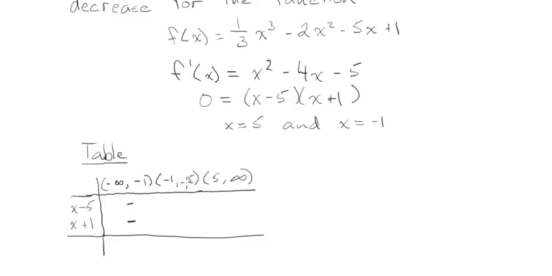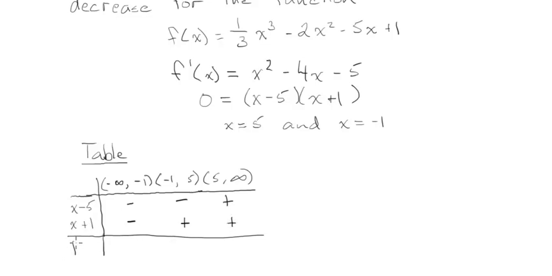If you're between -1 and 5, 0 would be a good number to pick. If you pick 0, this factor would be negative, and this factor would be positive. And then if you picked a number bigger than 5, like 10, subbed it in there, that factor would be positive, and this factor would be positive as well.